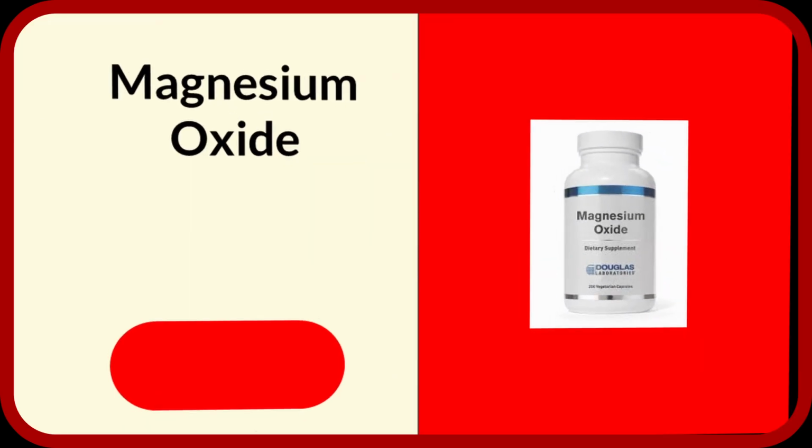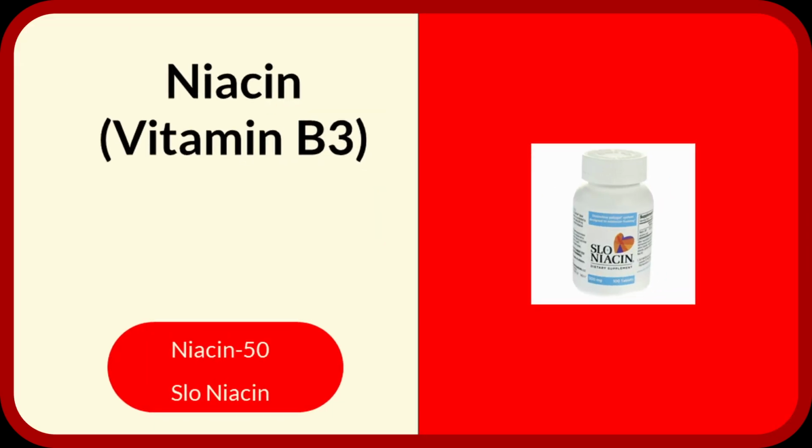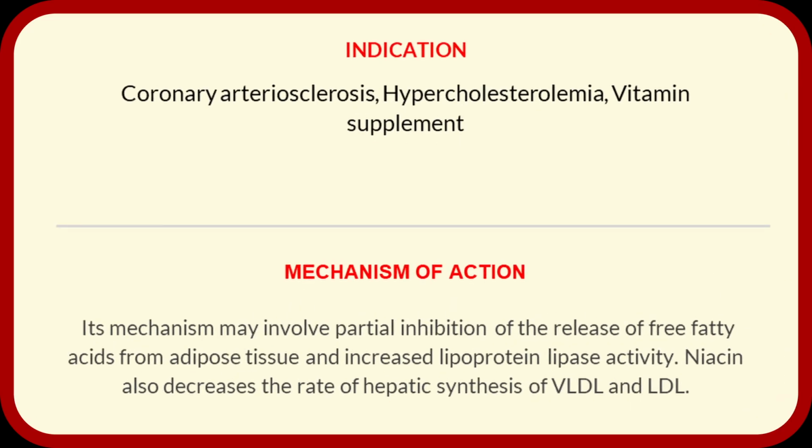Magnesium oxide is used for dietary supplementation. Magnesium is a trace element and essential cofactor for enzymatic reactions, including protein synthesis and carbohydrate metabolism. Niacin, vitamin B3, with brand names Niacor or Slo-Niacin, is indicated for coronary arteriosclerosis, hypercholesterolemia, and as a vitamin supplement.